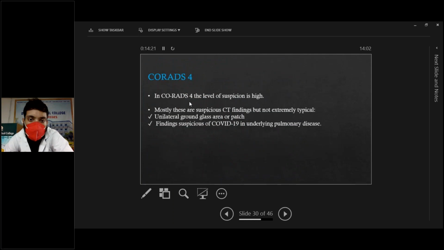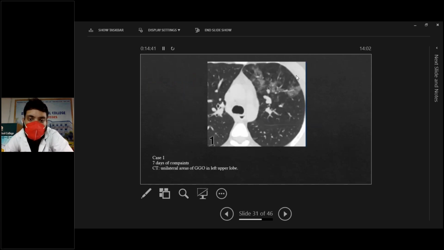CORADS 4, the suspicion level is high. Mostly these are suspicious CT findings, but they are not extremely typical. Typical is what I have said, like the bilateral subpleural involvement of the ground glass. So these are usually unilateral ground glass areas or a patch, with findings suspicious of COVID-19 in underlying pulmonary disease. So it's like this, where we have unilateral areas of ground glass opacity in the left upper lobe.